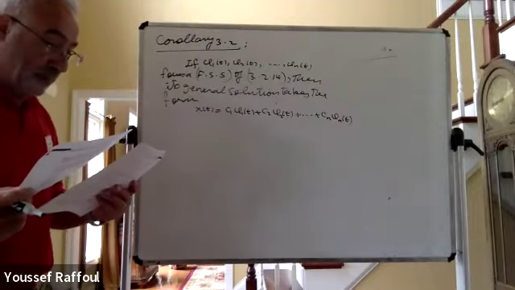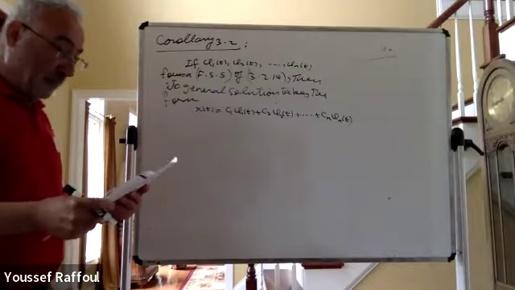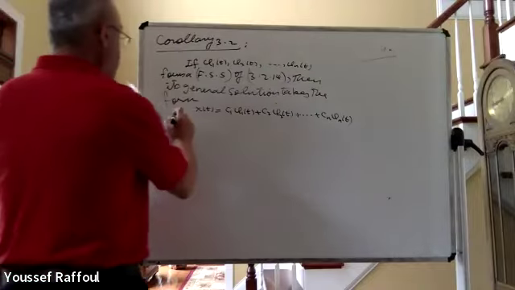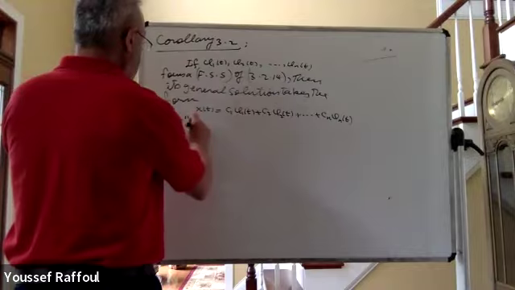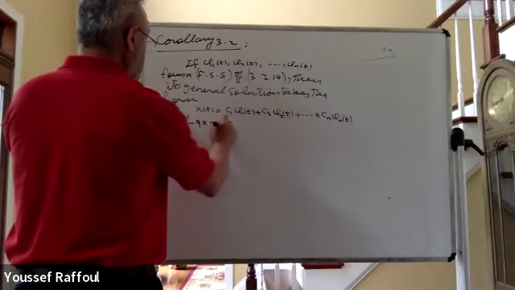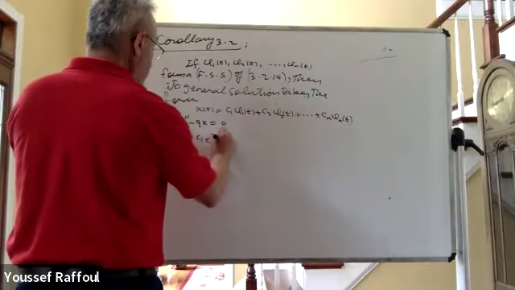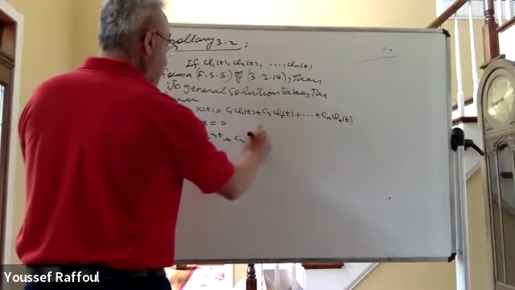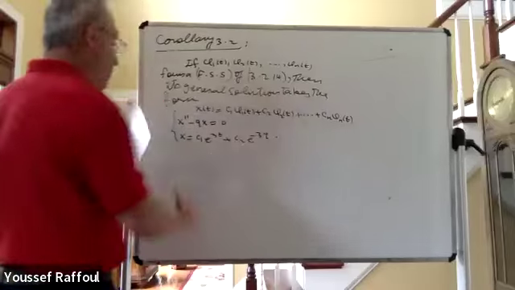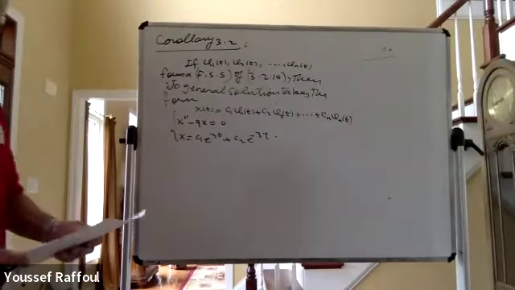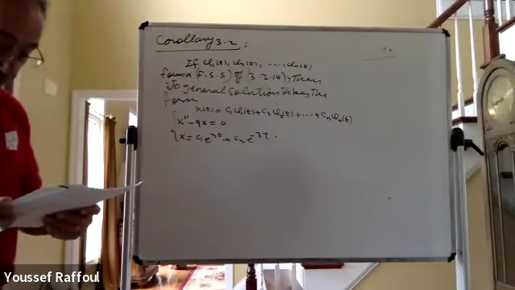So for the previous system, x second minus 9x equals 0, you got x equals c1 e to the 3t plus c2 e to the minus 3t. That is a solution.